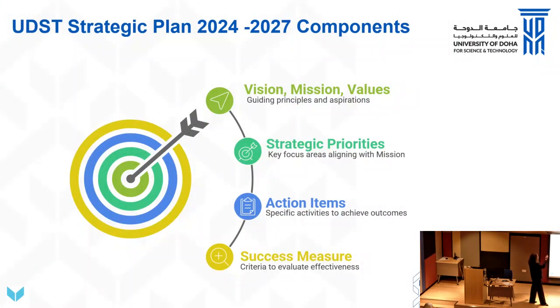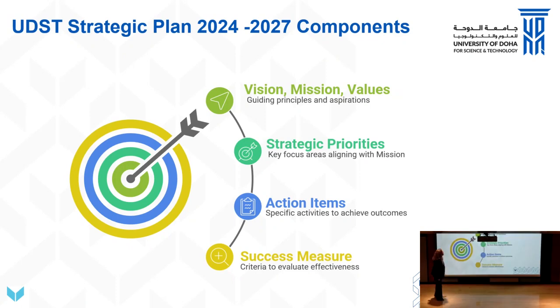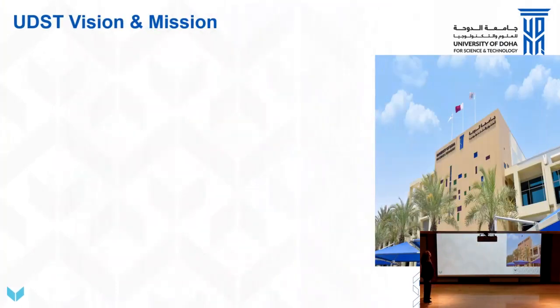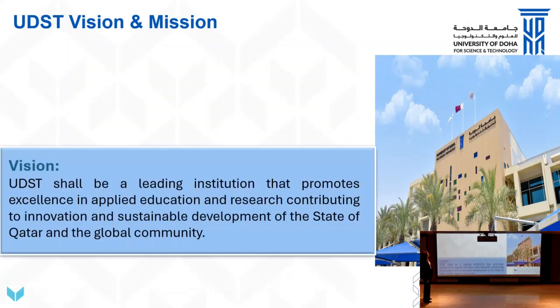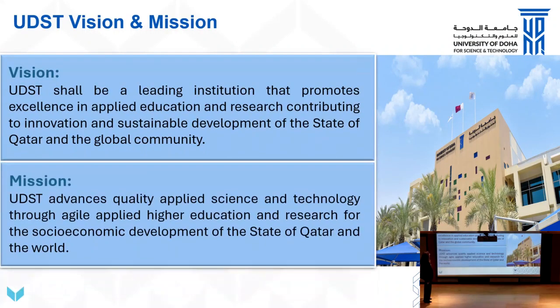So we've got your vision, your mission, your values. We've got the strategic priorities. We have action items that are then informed by these success measures, which are our KPIs. Really important, and I can't stress this enough. I'm sure you all know these, but this is really the cornerstone of UDSC, our vision and our mission.